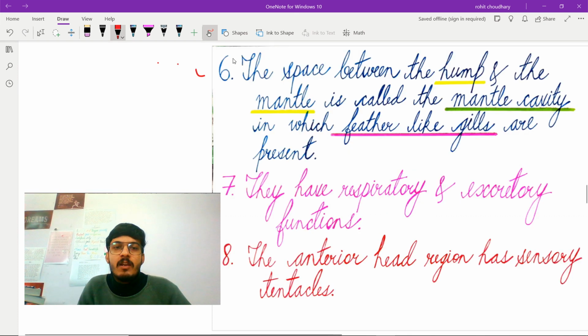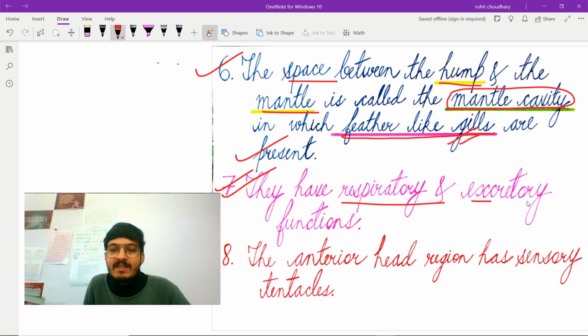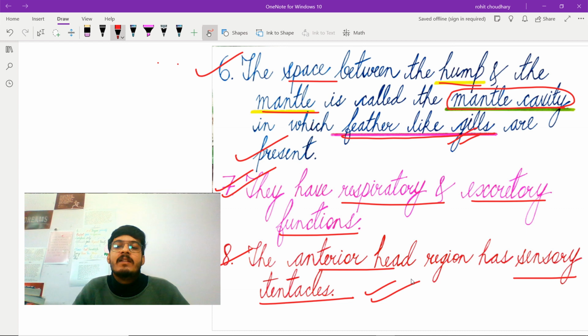The next feature under phylum Mollusca is that the space between the hump and the mantle is called the mantle cavity. As we have already seen in the previous diagram, there lies a space between the visceral hump and the mantle, and that space is referred to as the mantle cavity, and in that cavity feather-like gills are present. These feather-like gills perform a dual function: respiratory and excretory. The next feature is that the anterior head has sensory tentacles and eyes as well.